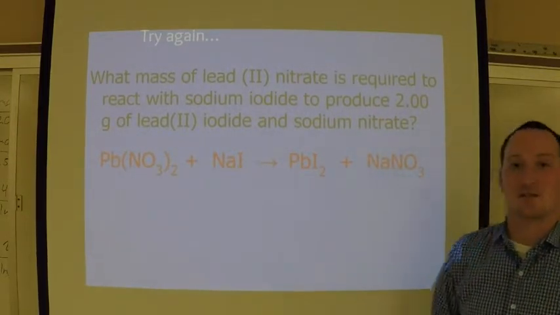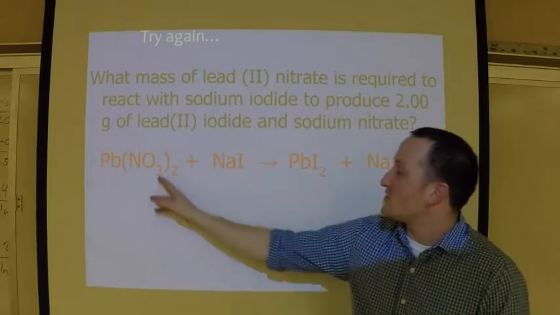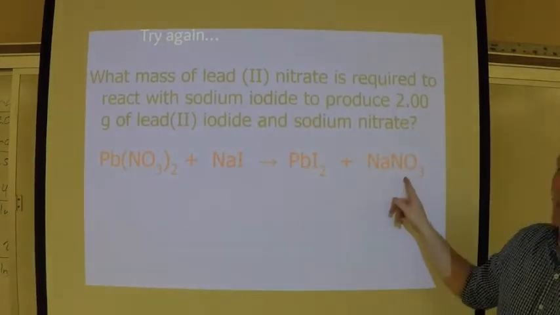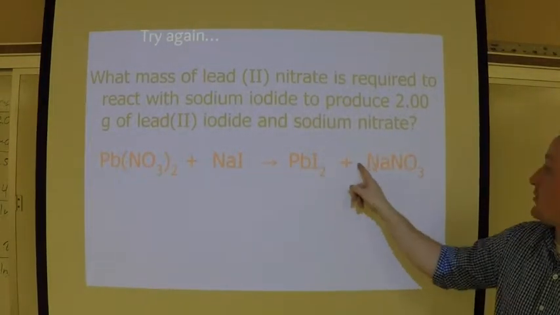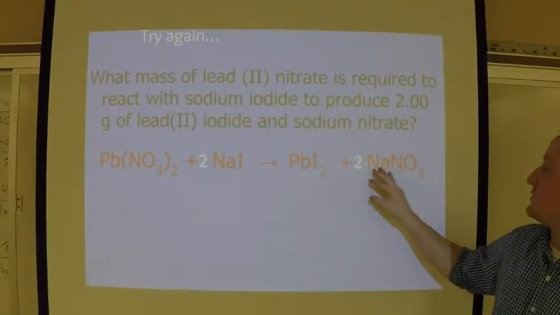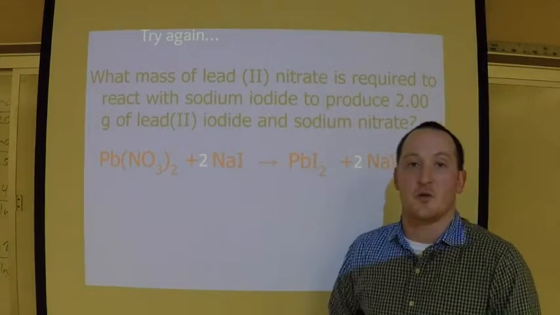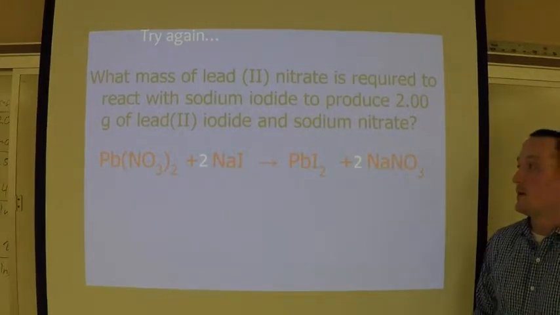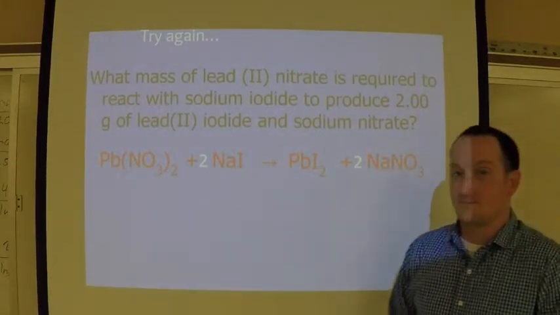Now I need to balance. Okay? So I've got 2 nitrates on the left, and I only have 1 on the right. So I need to put a 2 right here. Then, because I put a 2 in front of the Na here, that gives me 2 sodiums on the right, so I needed a 2 on the left. This is my balanced chemical equation. Okay, so that's step 1.